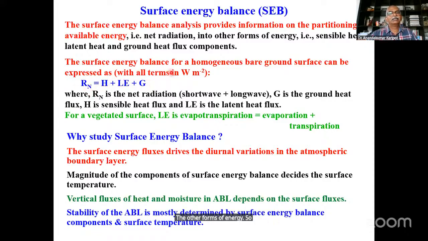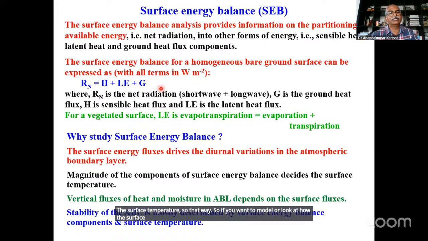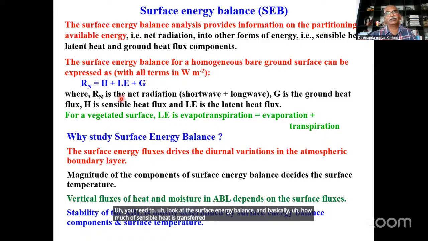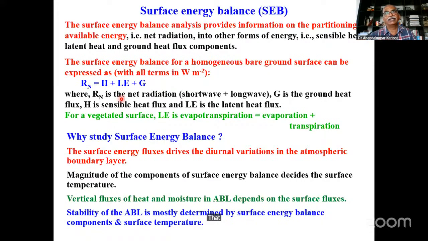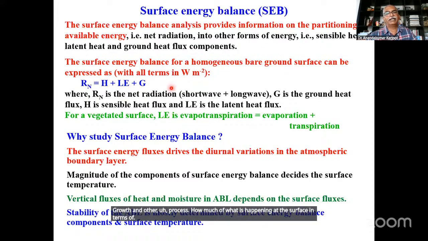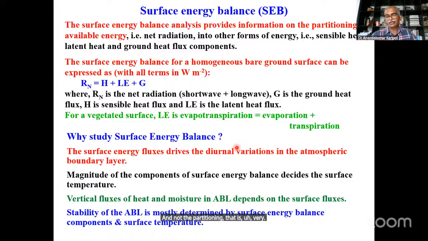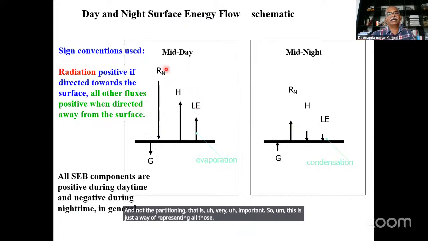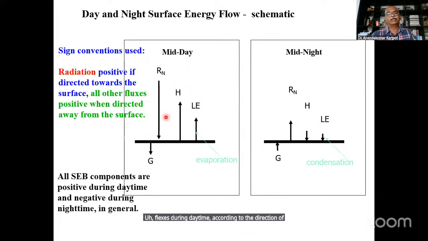Basically, this surface energy balance decides the surface temperature. So if you want to model or look at how the surface temperature is changing, you need to look at the surface energy balance, and how much sensible heat is transferred into the layer above. That has a lot of influence on the boundary layer growth and other processes. How the energy is partitioned at the surface is very important. So this is just a way of representing all those fluxes during daytime, according to the direction of transfer.